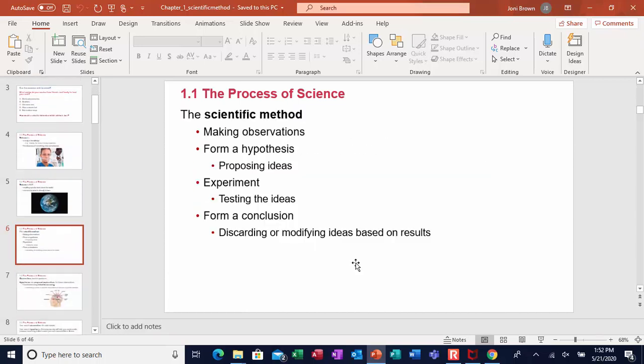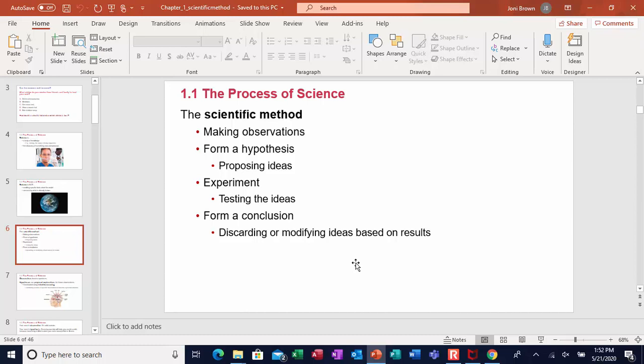Now, the scientific method has several steps. First, we make observations and we ask questions and we identify problems by using our senses. You smell something, you taste something, you see something, you hear something, and you make an observation. You come up with something that puzzles you, something you're looking for an answer to, or you want to know why it's like it is.